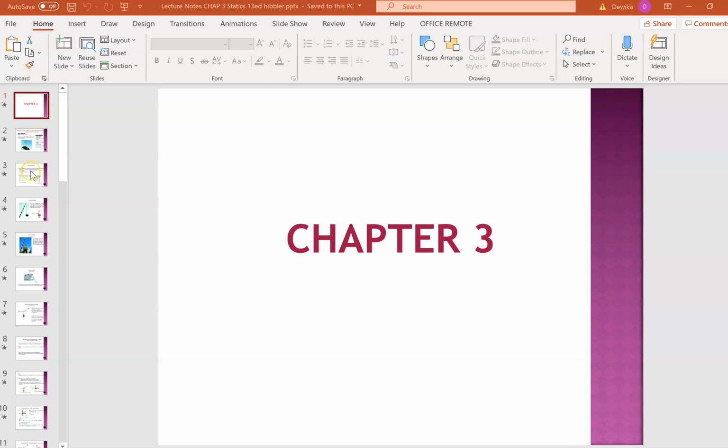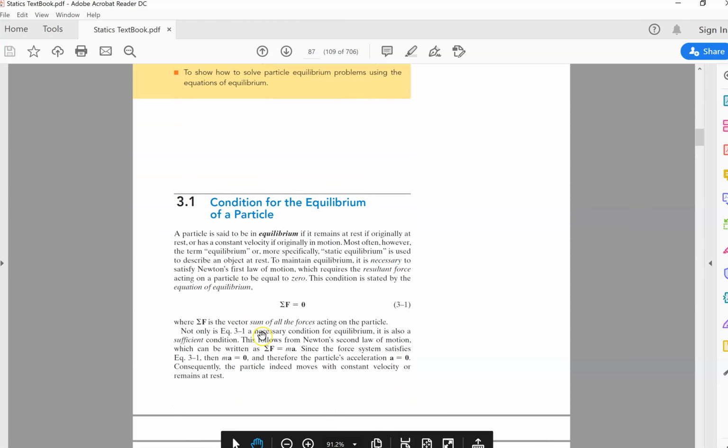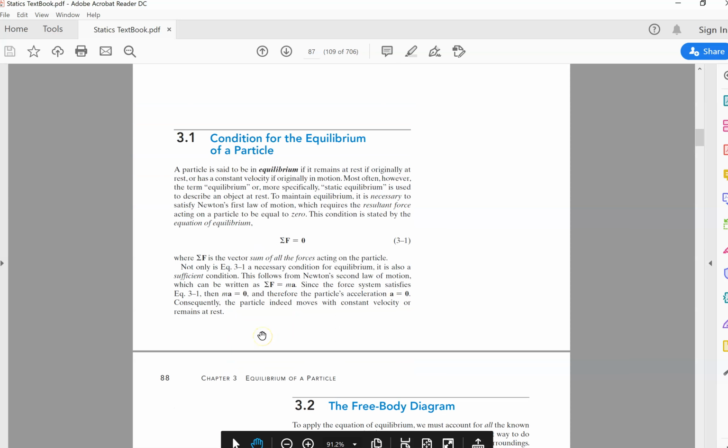Welcome to chapter 3. In chapter 3, we'll be looking at equilibrium of a particle, the free body diagram, and coplanar forces. At the end of the day, you should be able to draw the free body diagram and apply the equation of equilibrium to solve the 2D problem. From your textbook, I'm looking at 3.1, condition for the equilibrium of a particle.